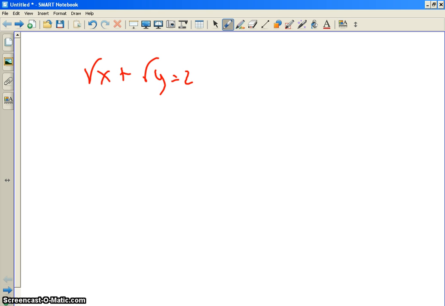Part B, set up but do not integrate an integral expression in terms of a single variable for the volume of the solid generated when you revolve the region R about the x-axis.